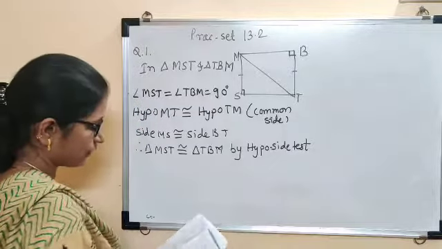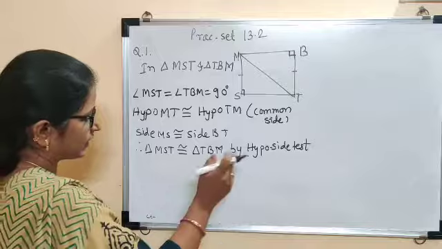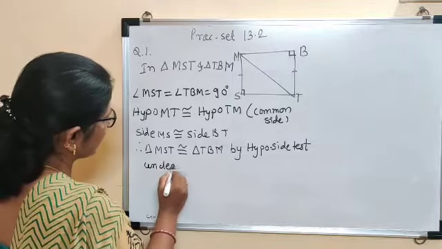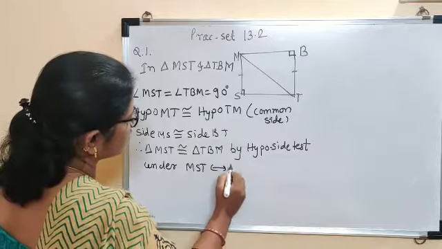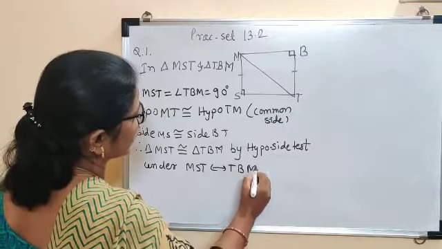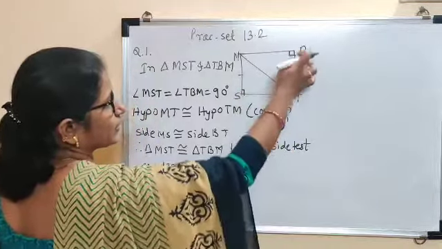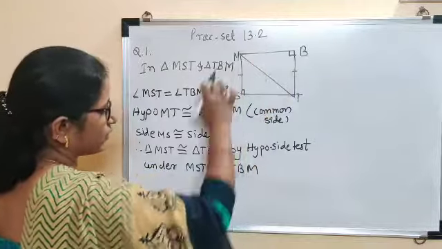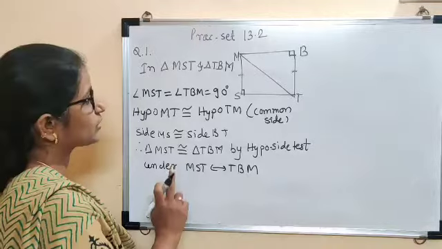Which congruency with which congruency? Under the hypotenuse side test, MST corresponds to TBM. When you fold, this B comes on S, M on M, M on T and T on M. Okay, so this is the first one.